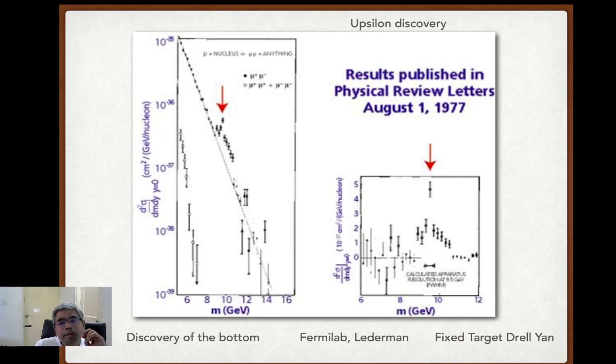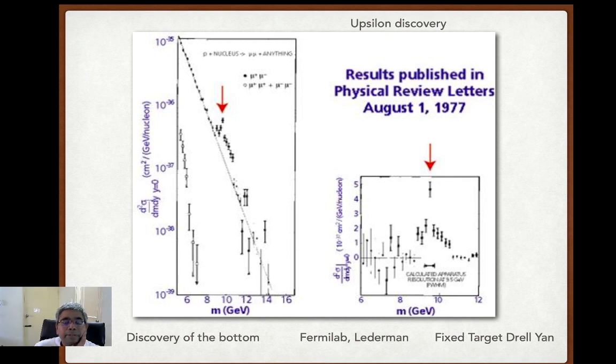They were actually looking at a process called Drell-Yan, in which you hit protons on a fixed target. They were really looking at nuclei, essentially, and at the leptons produced in this particular process. So they were looking at muons mostly, and they found a resonance of muons.